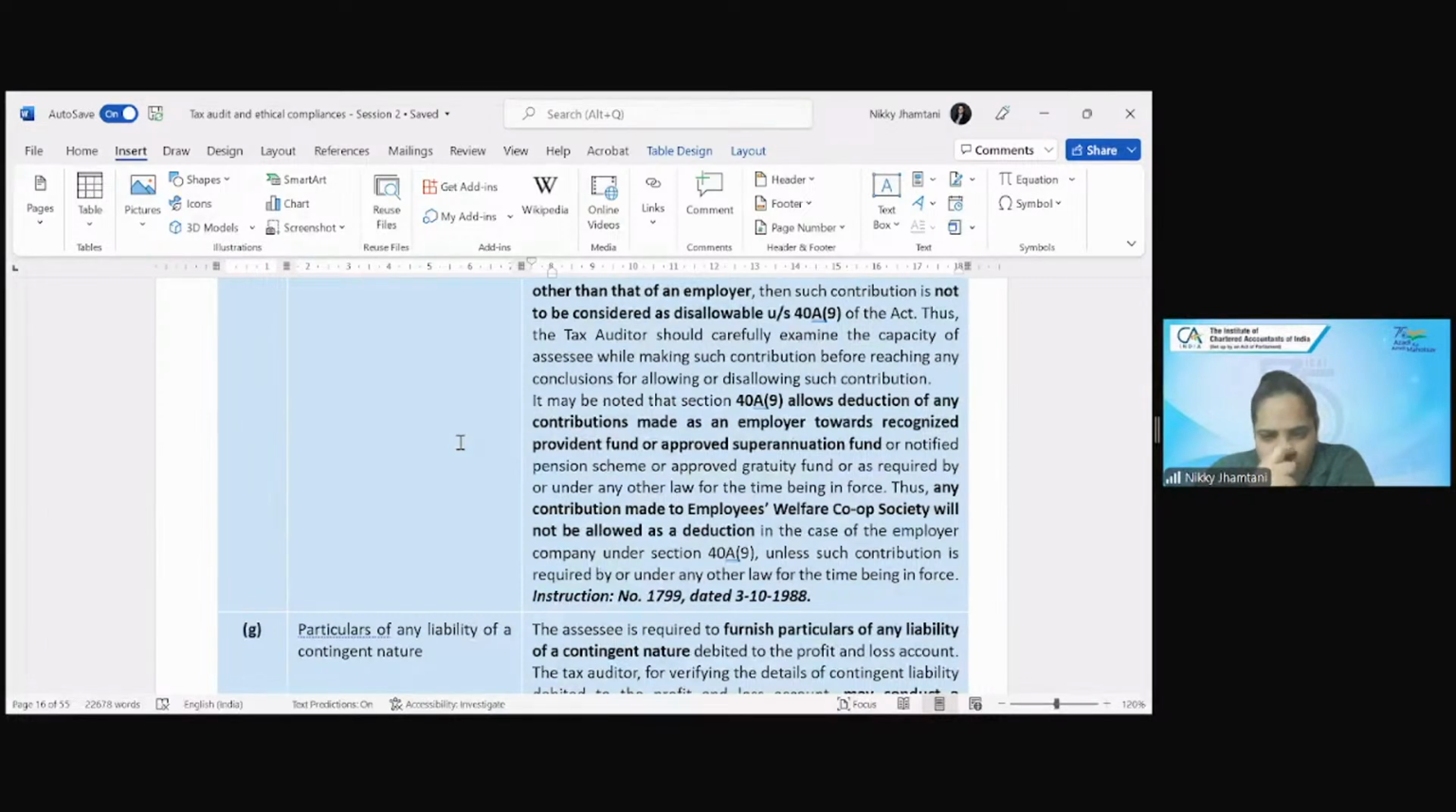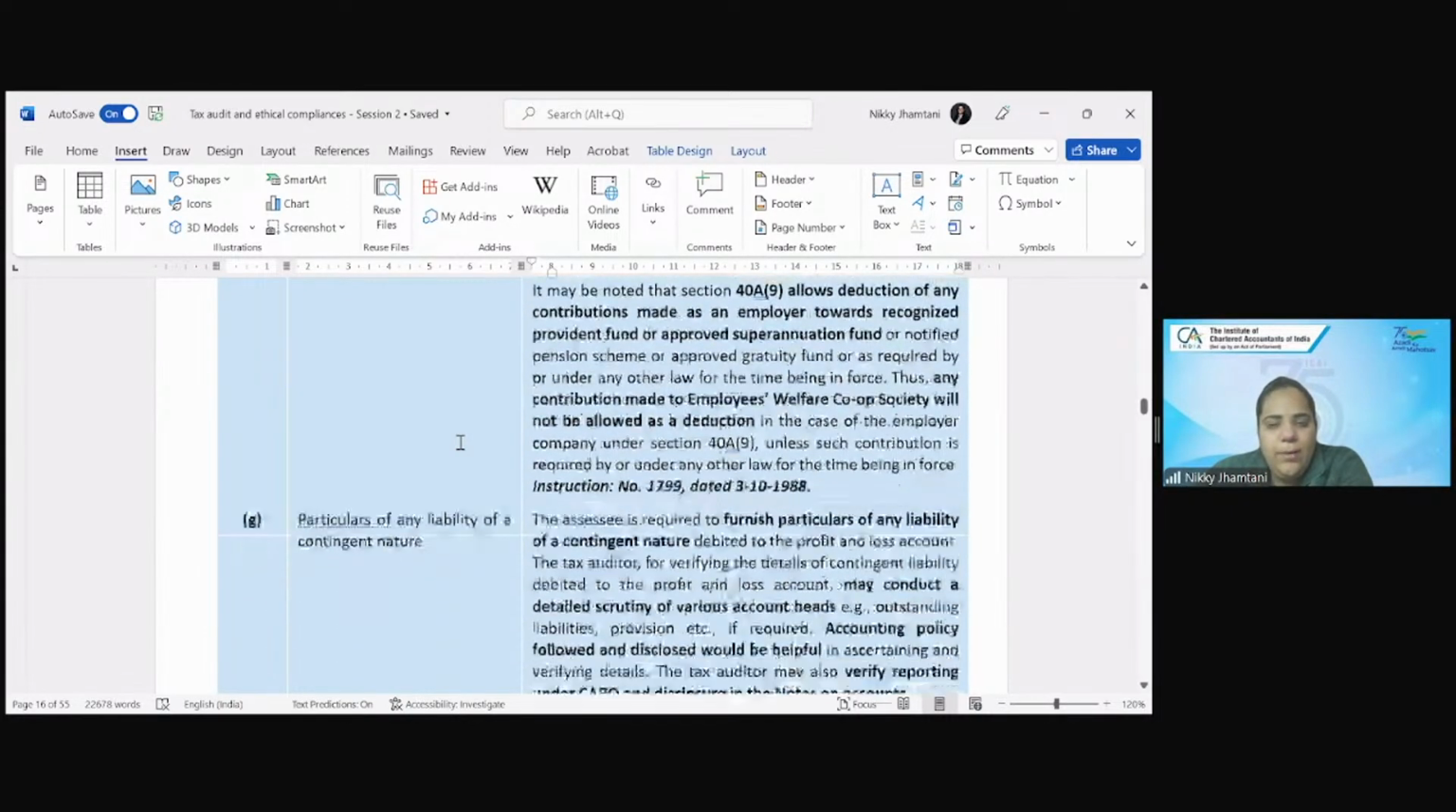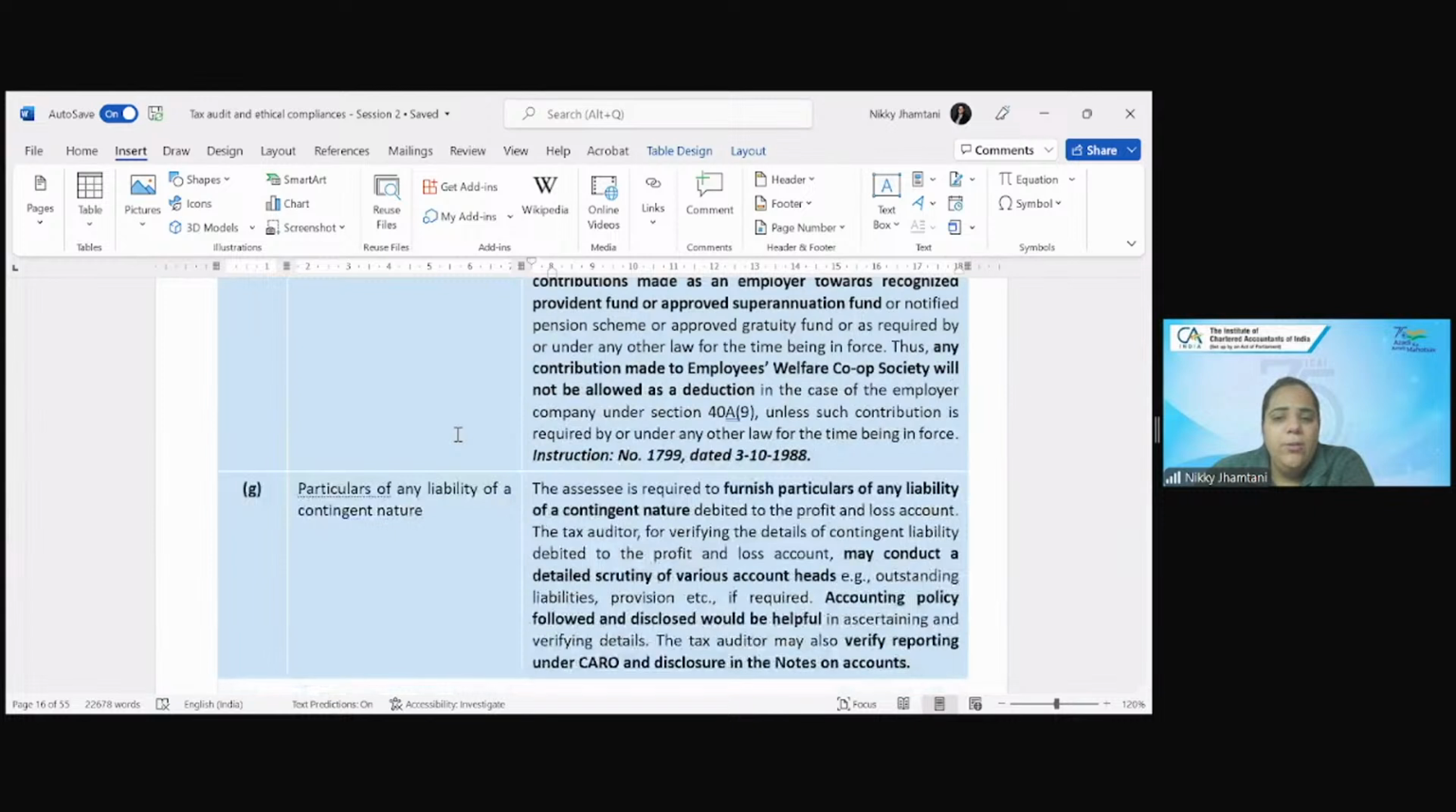Thus, any contribution made to an employees' welfare cooperative society will not be allowed as a deduction in the case of an employer company under 36(1)(iv) unless such contribution is required by or under any other law for the time being in force. Then clause G, you have to report particulars of any liability of a contingent nature.